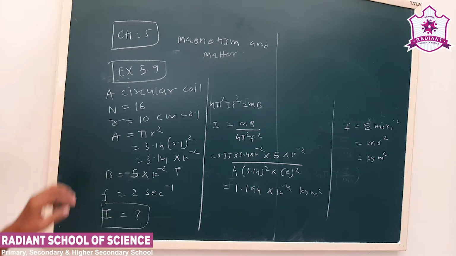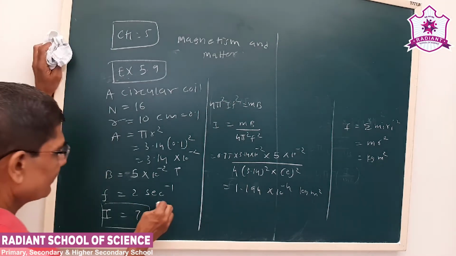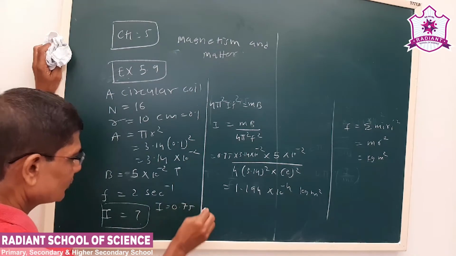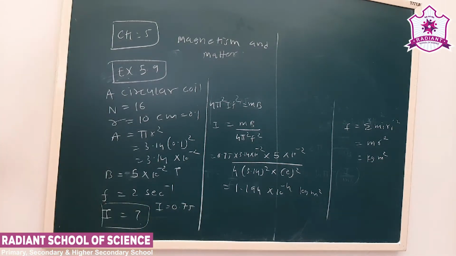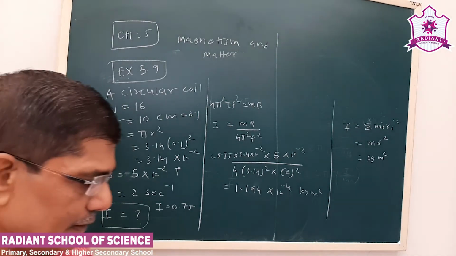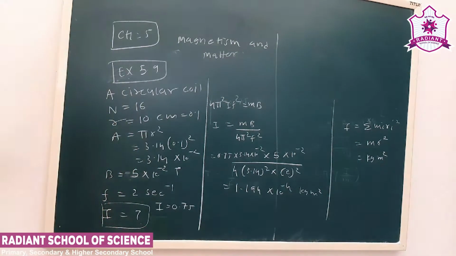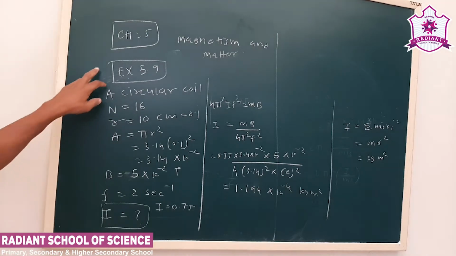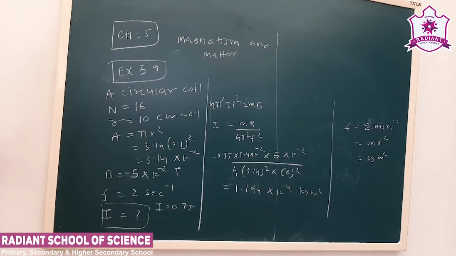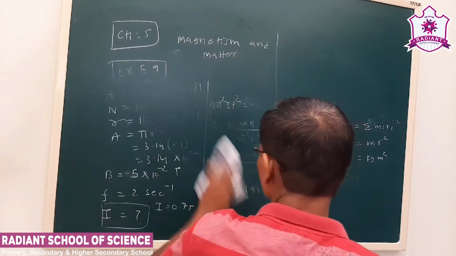So here number of turns are given, radius is given, area, and current is also given. By using the formula for the oscillation of a magnetic dipole in a uniform magnetic field, we can find out the moment of inertia. So that is nothing but exercise sum number 5.9. Now we proceed further.